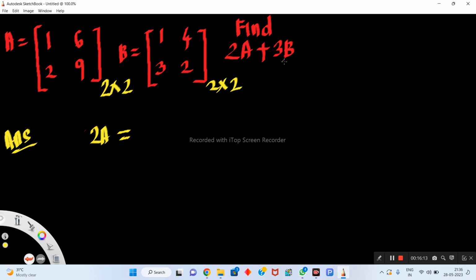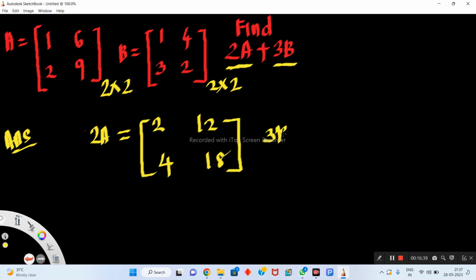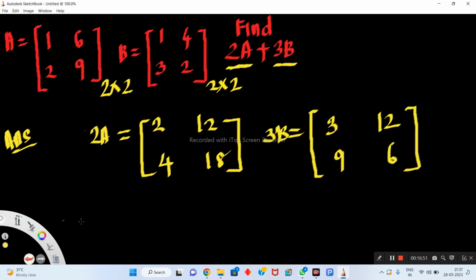In order to find 2A plus 3B, first we need to find 2A and we'll find 3B. We'll add 2A and 3B. This is A. If I multiply 2 with all the elements of this A matrix, which will be 2A. 2 ones are 2, 2 sixes are 12, 2 twos are 4, 2 nines are 18. So this is 2A. And let me find 3B also. We should multiply 3 to B, we'll get 3B. 3 ones are 3, 3 fours are 12, 3 threes are 9, 3 twos are 6. This is 3B.